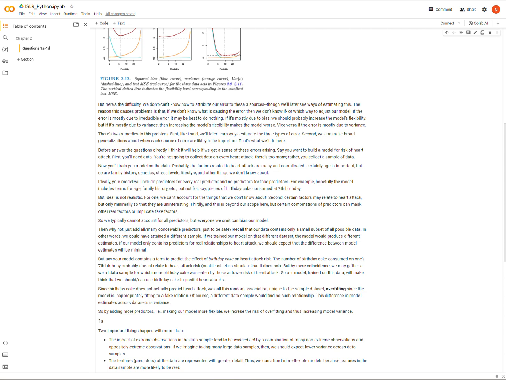Or at least, for the sake of this example, we're just going to stipulate that it has no effect. So ideally, our model will have a predictor term or try to predict every one of the contributing factors to heart attack, okay? But we can't actually do that for a lot of different reasons. One is that there's going to be things that predict heart attack that we don't know anything about, okay?